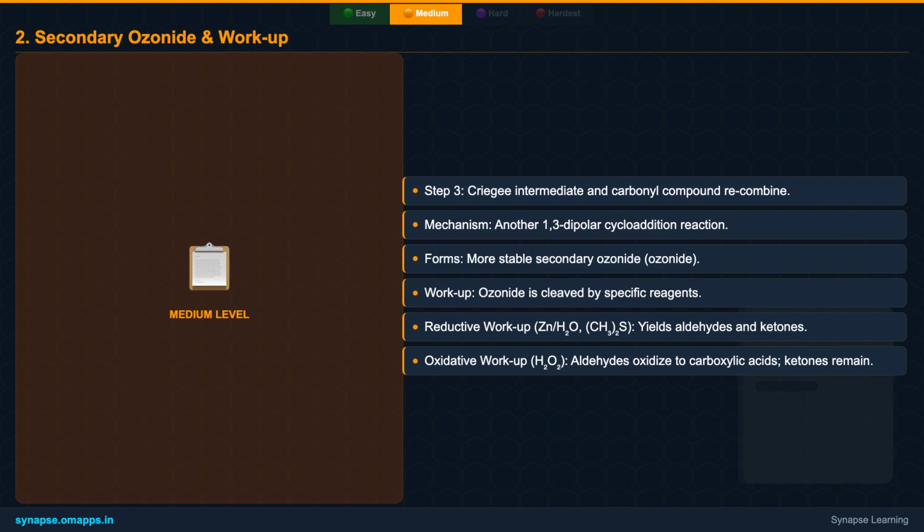The choice of workup reagent is absolutely critical. A reductive workup, typically with zinc and water or dimethyl sulfide, ensures that the ozonide breaks down to yield aldehydes and ketones. This is because the reducing agent prevents the sensitive aldehyde products from further oxidation. In contrast, an oxidative workup, usually with hydrogen peroxide, will oxidize any aldehyde products into carboxylic acids, while ketones remain unaffected.